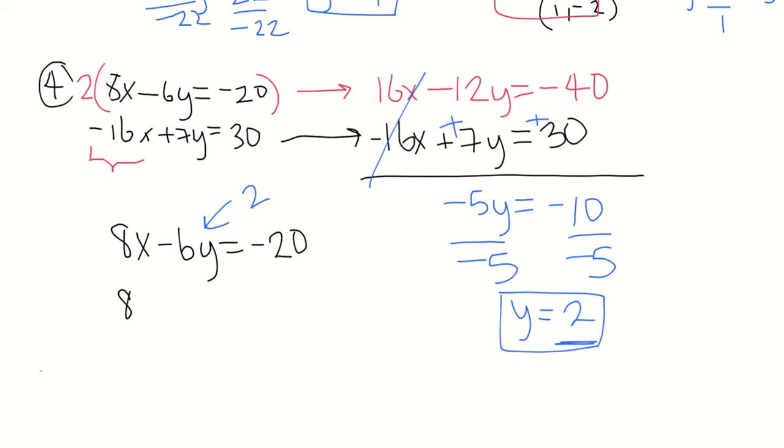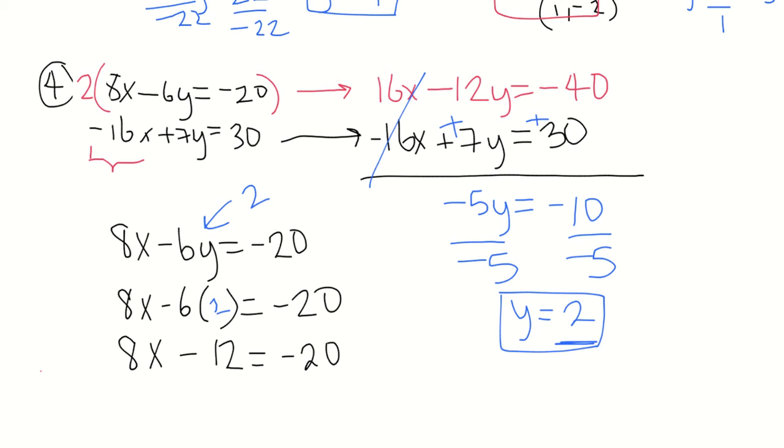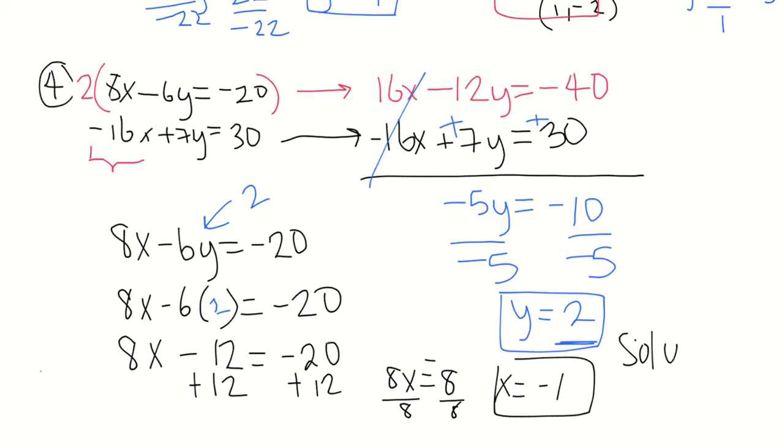That would give us 8x minus 6 times 2 equals negative 20. And then we solve. 8x minus 6 times 2 is 12 equals negative 20. Add 12 to both sides, and we get 8x equals negative 8. Divide by 8 on both sides, and we get x equals negative 1. So the solution is negative 1, 2.